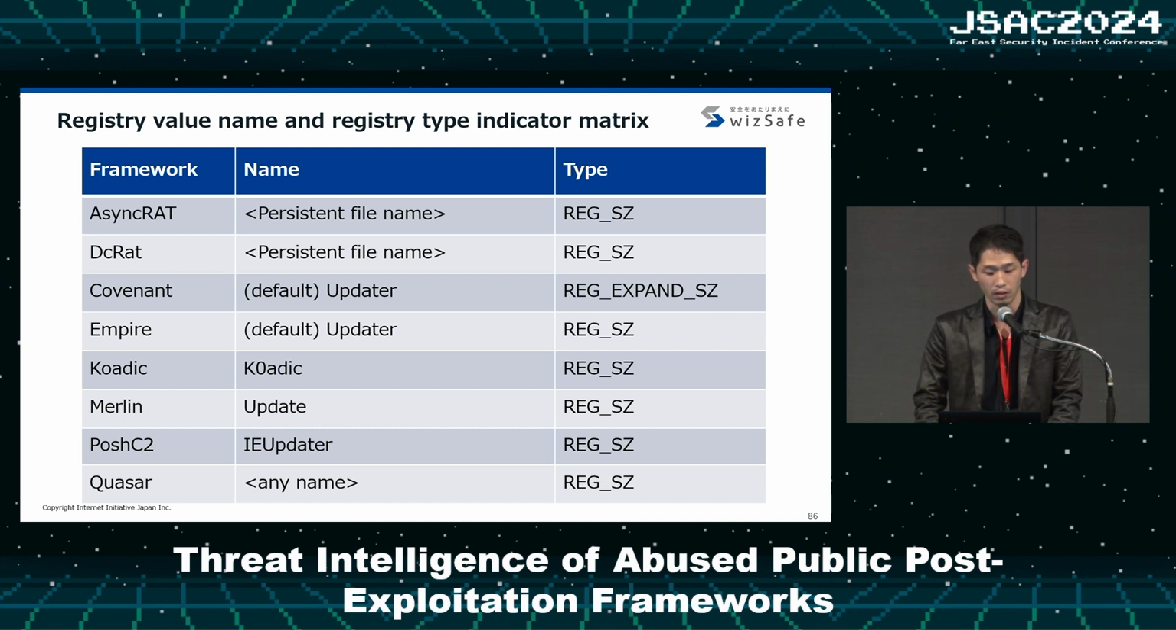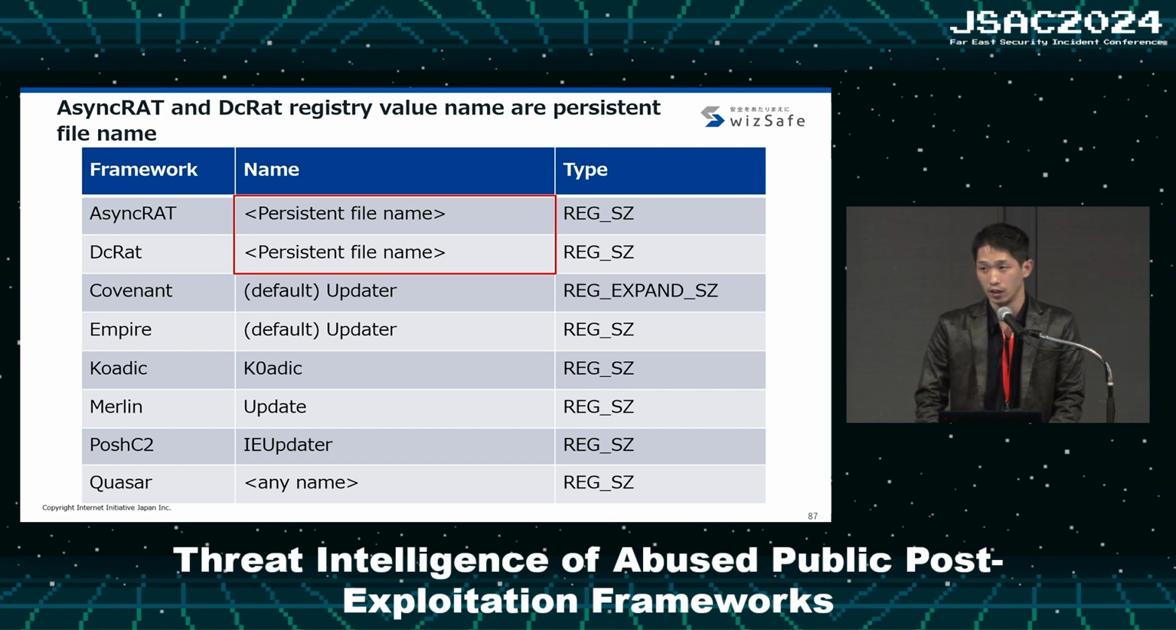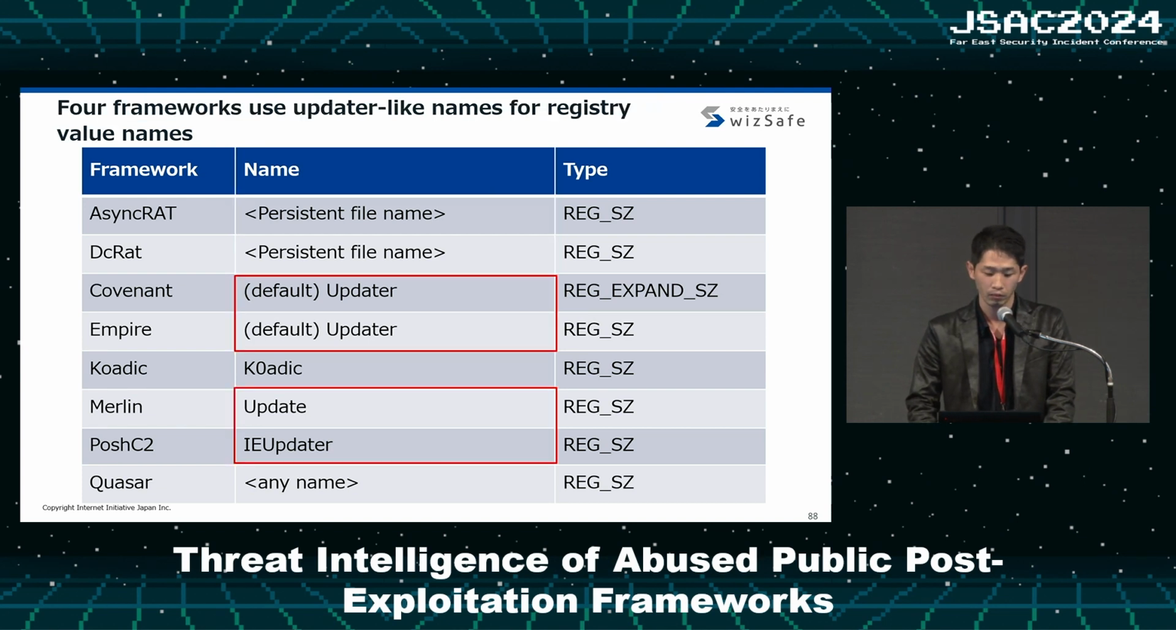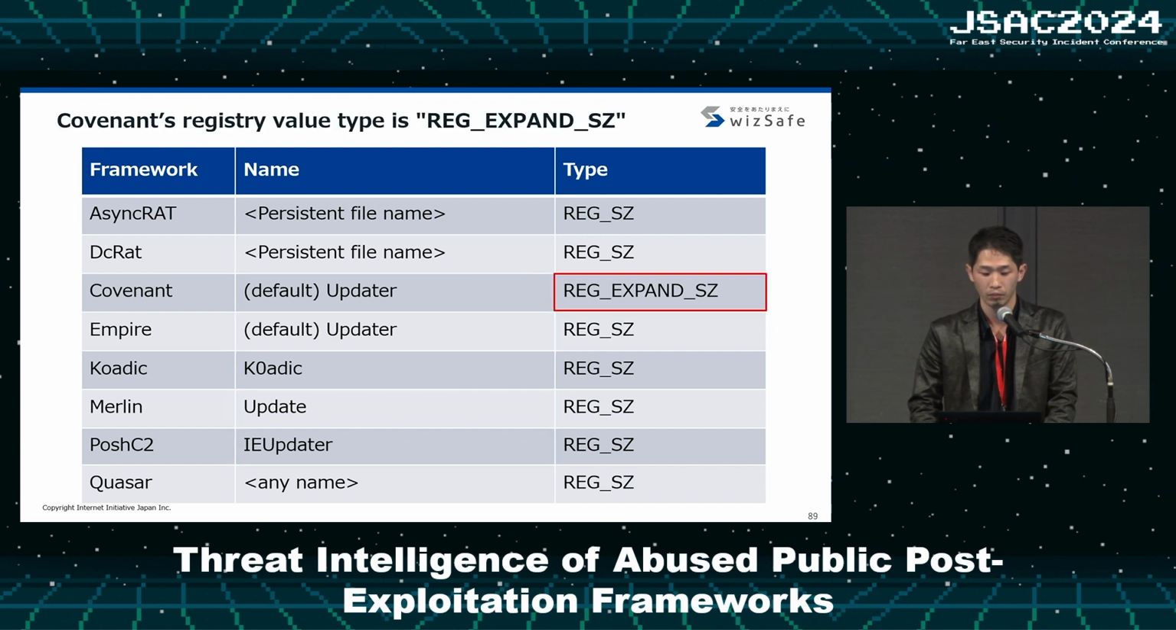And let's look at the registry type and the values. For AsyncRAT and DcRat, the persistent file name is used as the registry value name. This technique is also used in other malware, so it's a very usual one in a sense. Next, for Covenant, Empire, Merlin, and PoshC2, the naming uses the word updater, so it seems like an Internet Explorer updater, but for the other frameworks it's very unclear what is being updated. That kind of unclear, ambiguous naming is also often observed in other persistence techniques. This is one of the uniqueness of these frameworks.